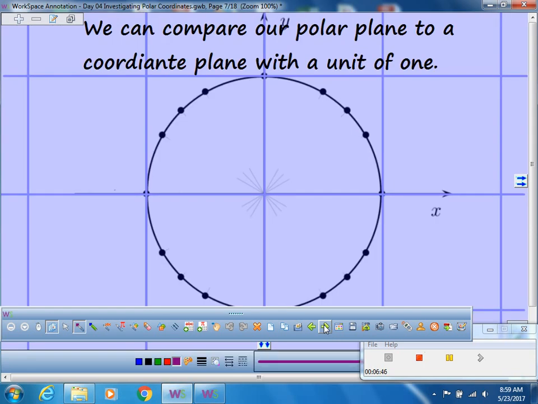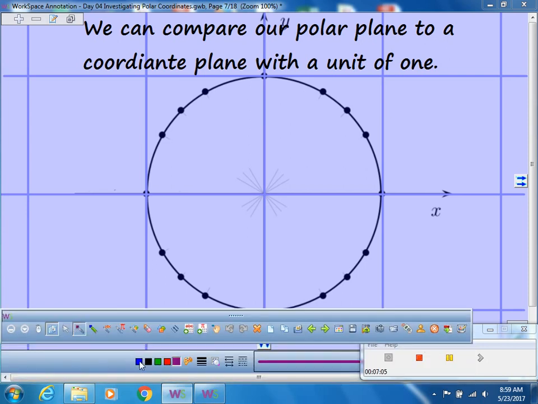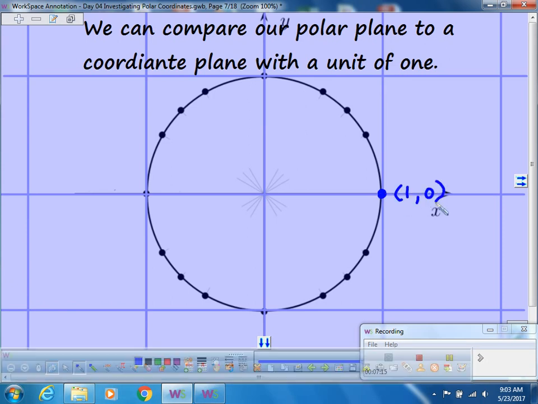Okay, so this one's for you, Essence. We can compare our polar plane to a coordinate plane with a unit of 1. Remember I was talking about a unit circle? Well, here's a coordinate plane with a unit of 1. Isn't this helpful? So if this is 1 unit right here, going out here, then this point is (1, 0). Is that a better visual?